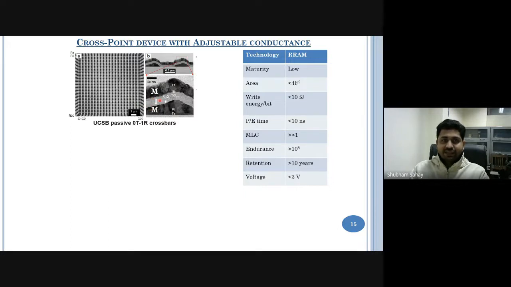However, this insulator is not a perfect insulator. It can change its resistance based on the amount of electrical pulse that you're applying to it. So here, what I'm showing you is a passive crossbar array.